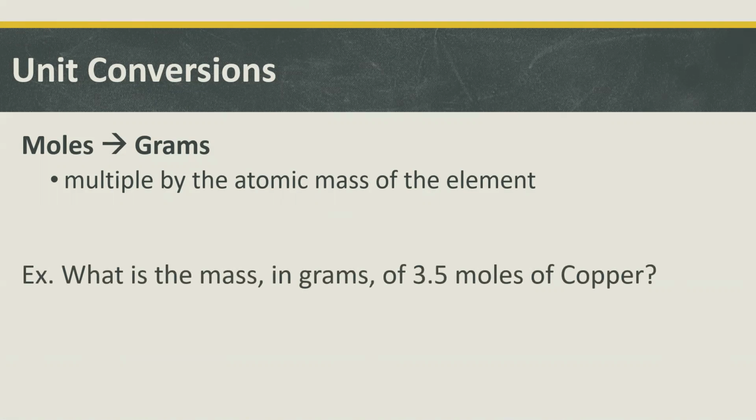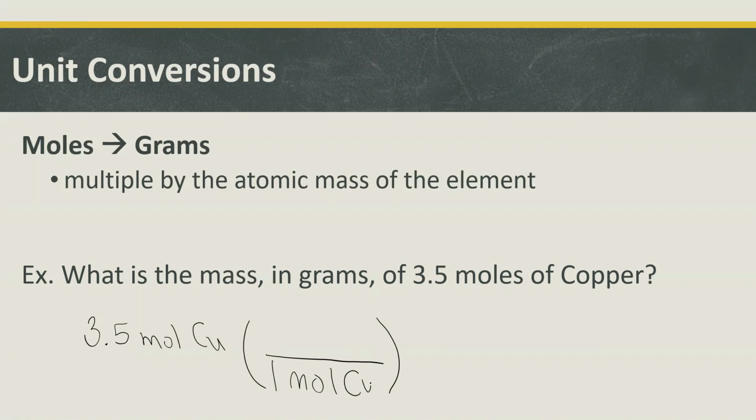Okay, so for example, what is the mass, measured in grams, of 3.5 moles of copper? Okay, so I start with 3.5 moles of copper. That's the number given to me. And I'm going to abbreviate mole, and copper is Cu. You can always abbreviate. Okay, and then we're going to have one set of parentheses. You have to show your work with this. 1 mole of copper is going to go on the bottom because we want this unit to cancel that unit.